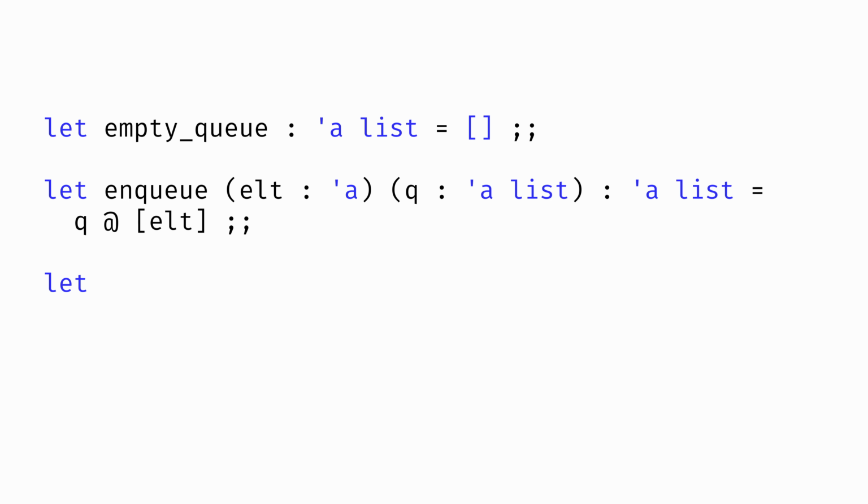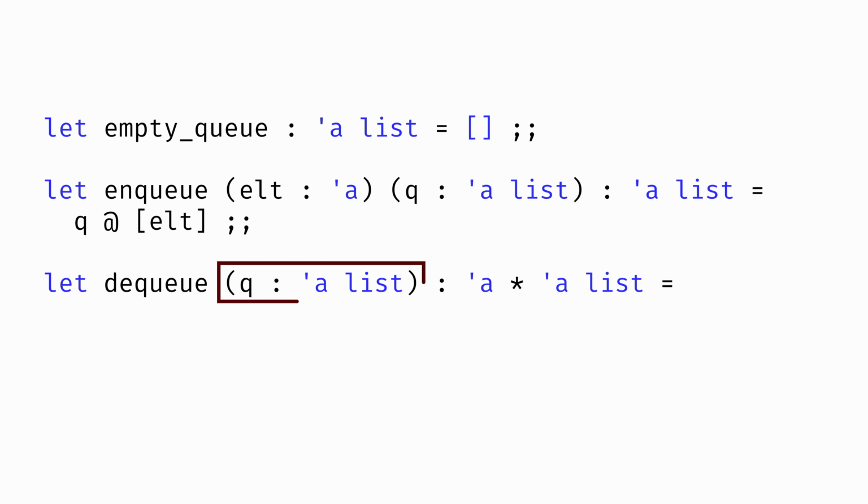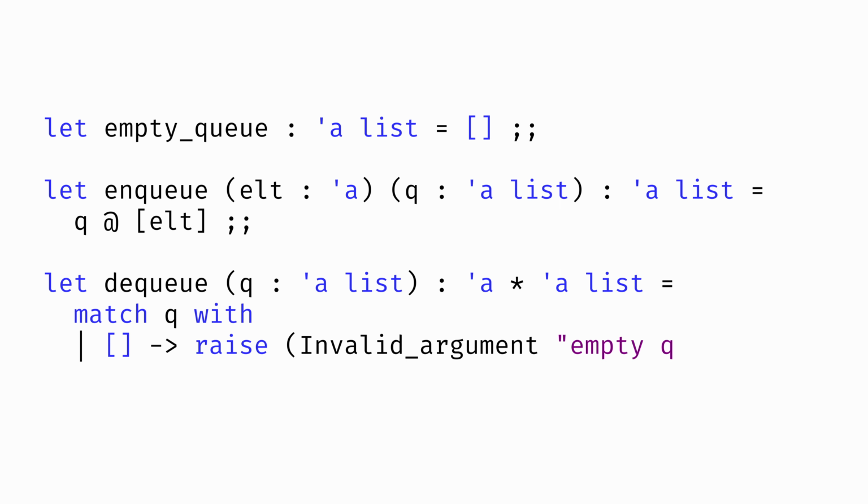Likewise, we could also define a function to perform the dequeue operation. It accepts a queue as its argument and returns a pair of the dequeued element and the updated queue. If the queue is empty, then there's no element to dequeue. We can raise an exception here. Otherwise, we'll return the head of the list, which we know must have been enqueued before any of the other elements in the list, and we'll return the tail of the list as the remaining queue. Using these values, empty queue, enqueue, and dequeue, we can write code to work with a queue data structure.